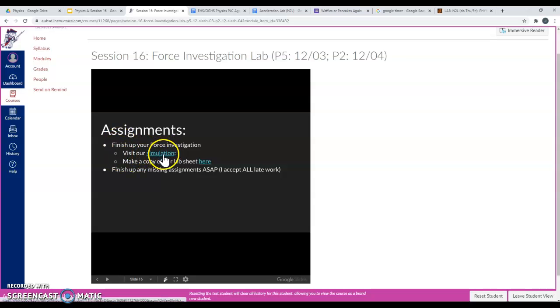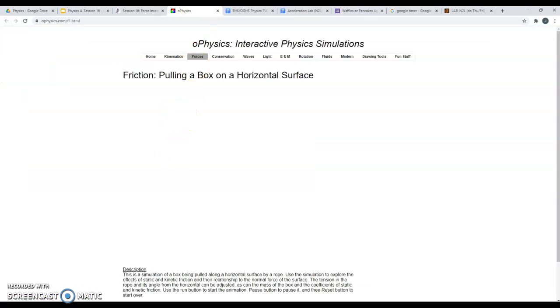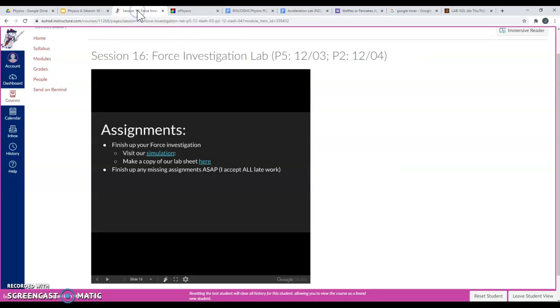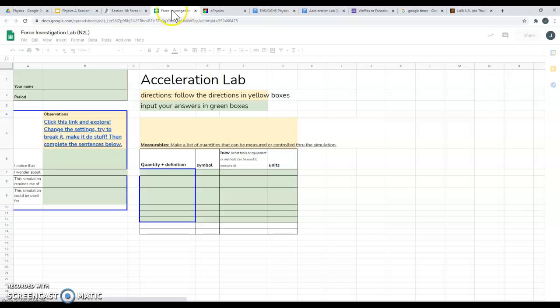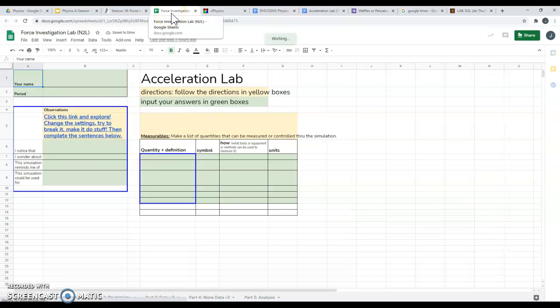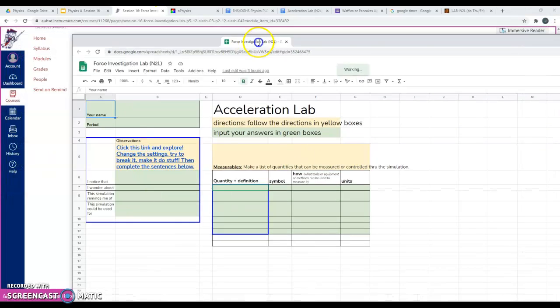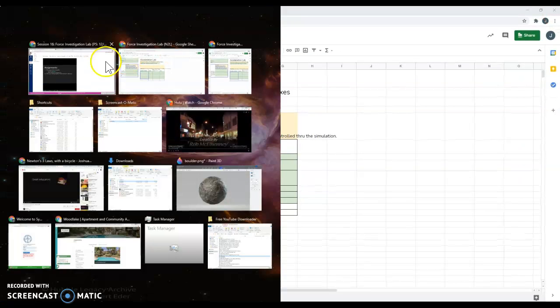What I want us to do is to use our box simulation from our GeoGebra page. I'm opening that right now, and you are going to make a copy of our lab sheet here. I'm opening up this tab, and in order to make it easier to look at both of these pages at the same time, I'm going to use double screen.